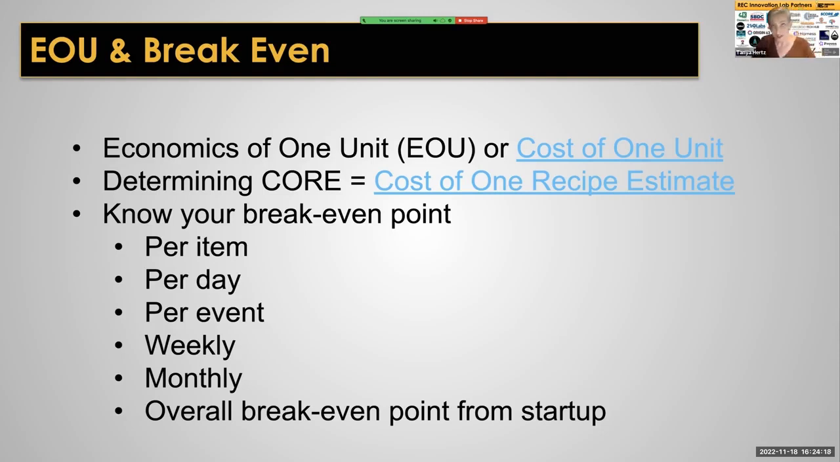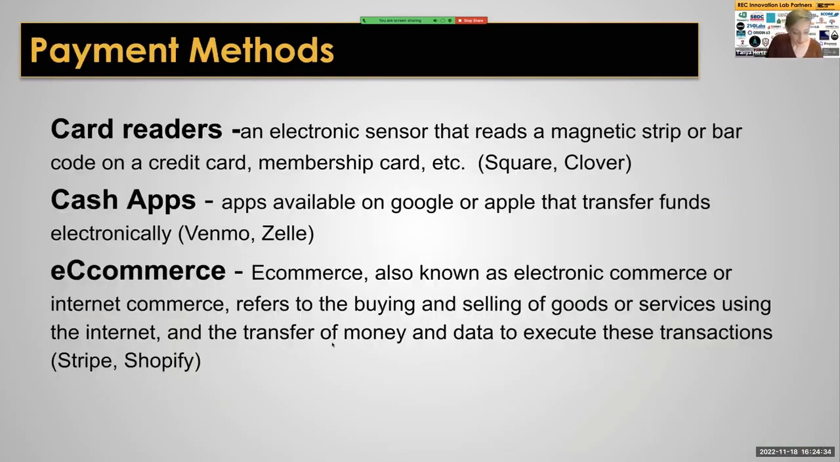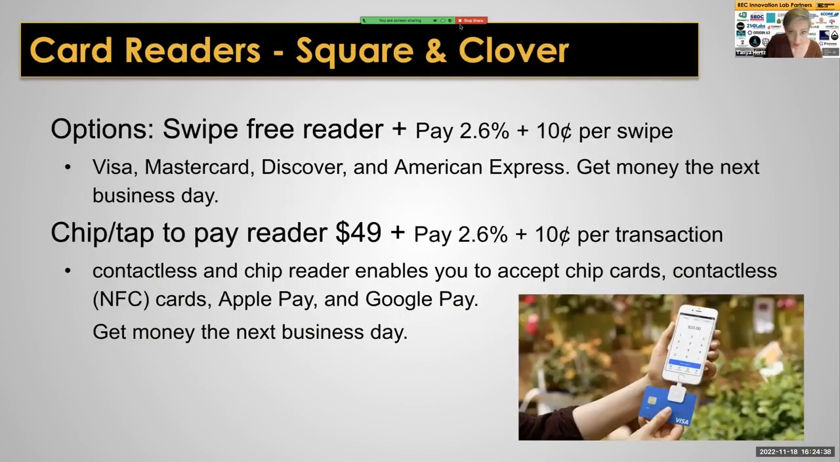And again, rough estimates. We don't need specific numbers on everything, because things fluctuate and change, but you need to have a clear picture of what your different break evens are. And there's more formulas that you can use here. And we're going to stop actually right here before we start talking about the card readers and some of the other parts of this section.